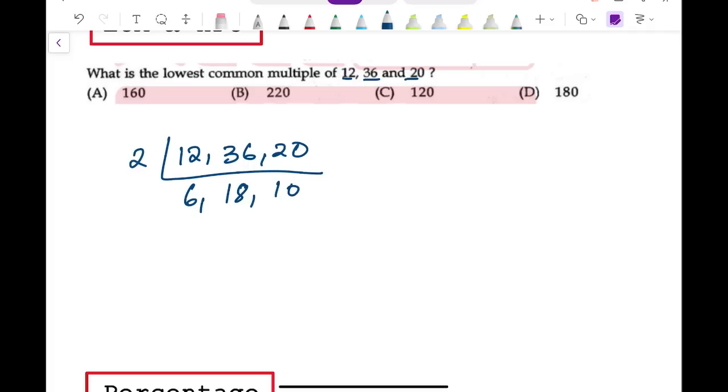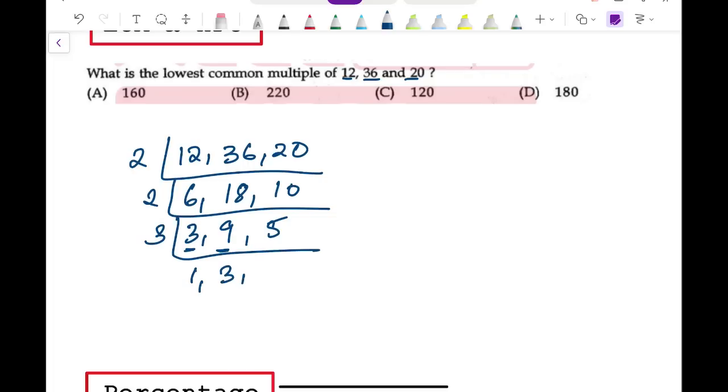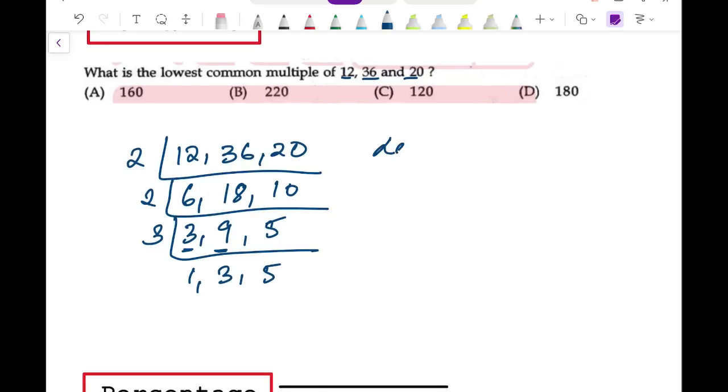So again, these three numbers are common to 2. So I'll just go by 2. 2 3s are 6, 2 9s are 18, 2 5s are 10. If you look here, between these two, 3 is common. So I'll go by 3. 3 1s are 3, 3 3s are 9 and 5. So LCM will be nothing but the multiplication of all these numbers. I'm stopping here. Why? Because these two are co-prime. Co-prime means there is no common term between 3 and 5.